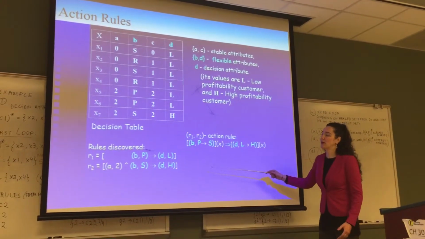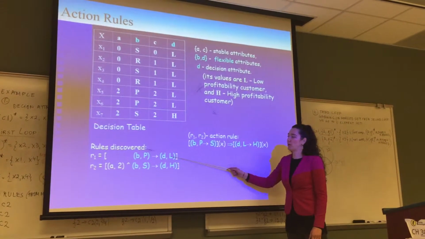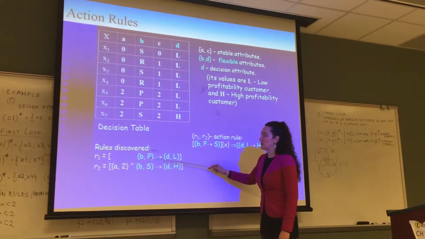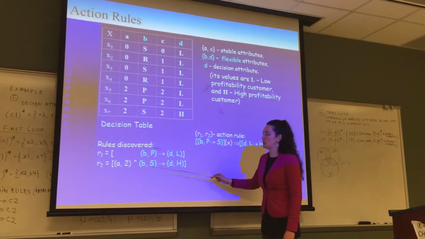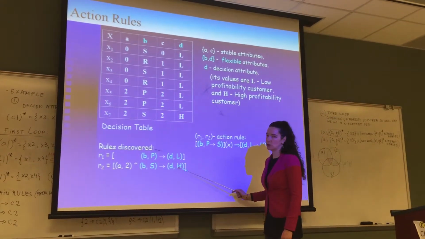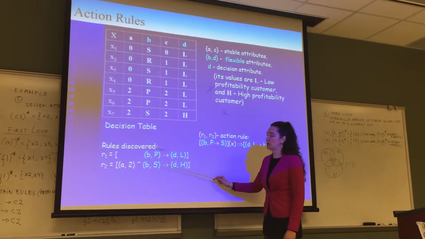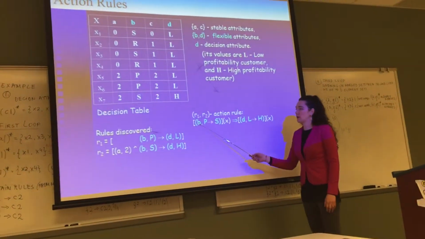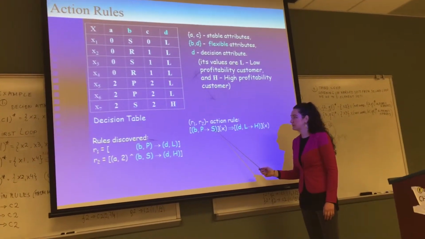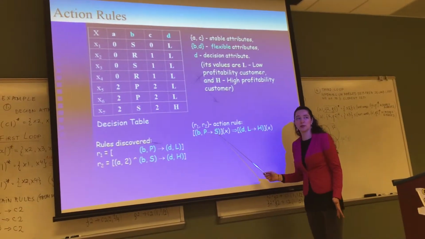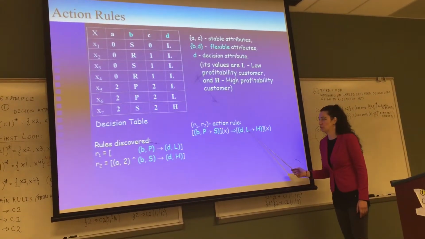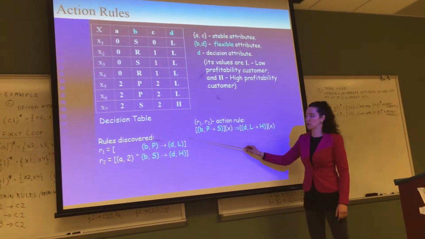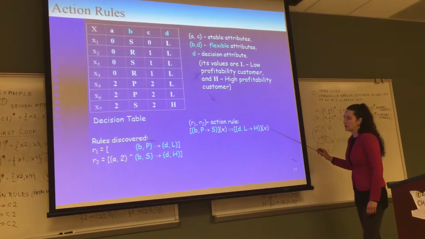Now, what can we do to change from L to H? We look here. B is a flexible attribute. If B is P, decision is L. If B is S, decision is H. We want the decision to be H, so we want to change B into S. So whatever is B, it has to change to S. So the action rule is saying B changed from P to S. Then we expect the decision attribute will change from low profitability to high profitability. So by using these two rules, we can compose an action rule like that.